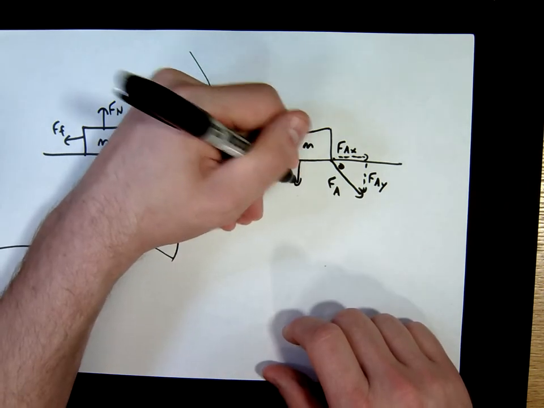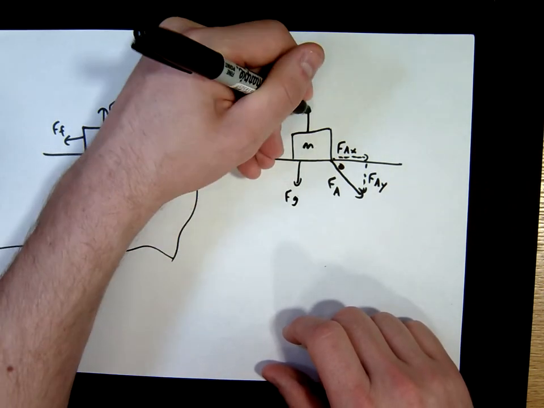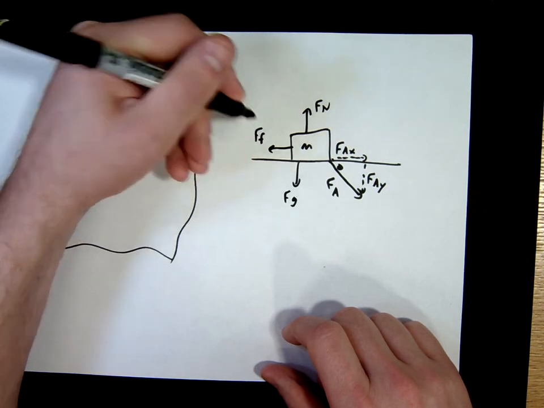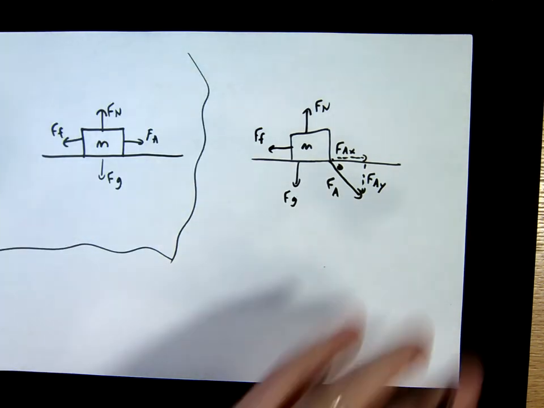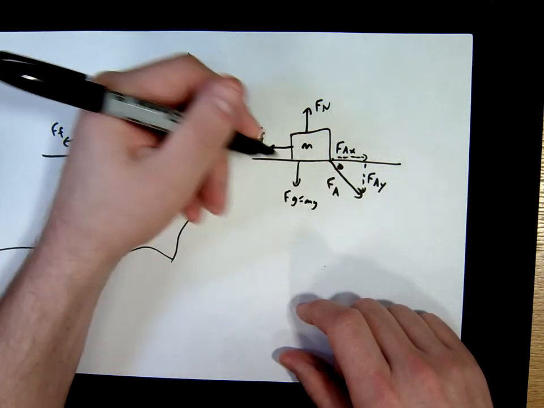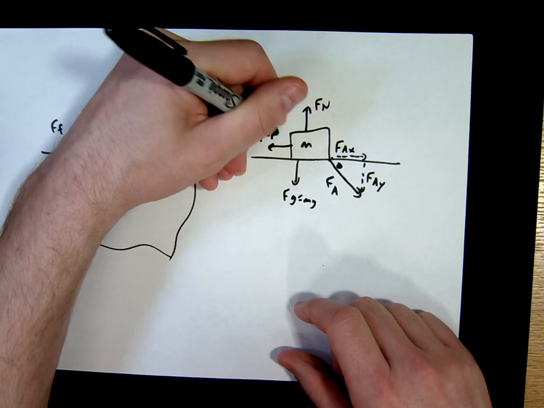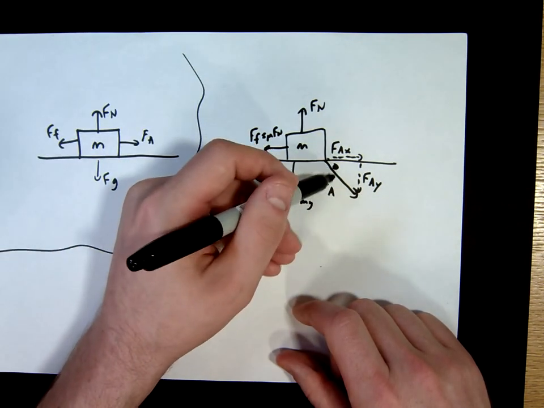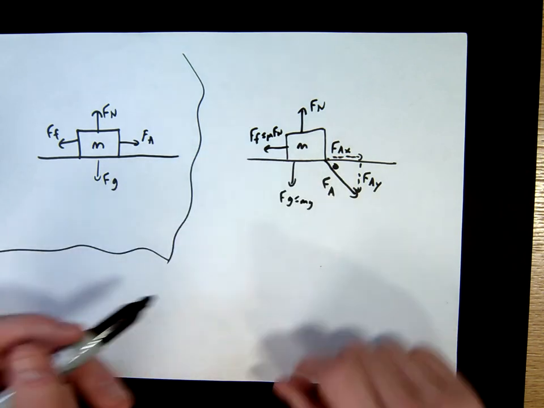Also acting on this object is good old gravity, a normal force, and a force of friction. Just to key you in on how these all relate to each other: force of gravity is equal to mg, and force of friction is equal to mu Fn. The applied components we can calculate just knowing the angle and whatever the force applied happens to be.